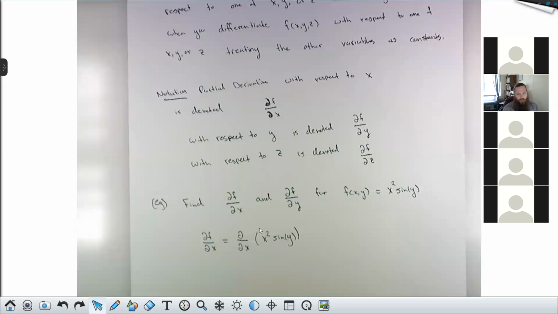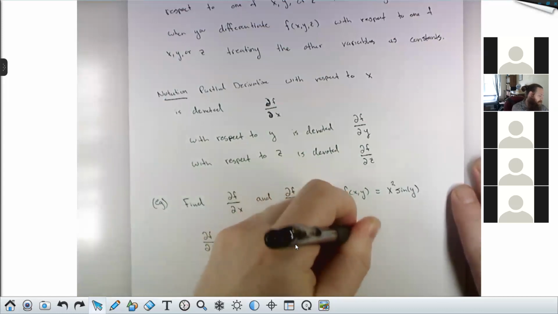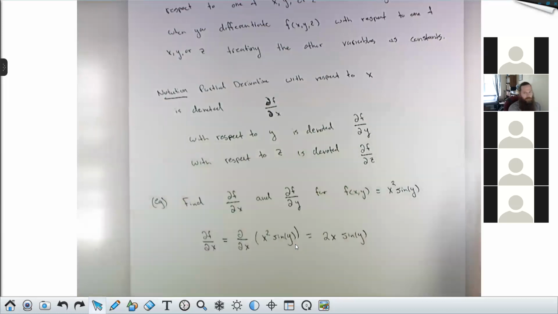So what I'm going to do is look at x squared times sine y and treat the variable y as a constant. Well, if y is a constant, then the sine of y is a constant, right? If y is like pi or pi over 6 or something, then this is just a number. It's just a number multiplying x squared. So we differentiate the x squared and the sine y would come along for the ride. So this is 2x times the sine of y. And this is just the number 2, not a curly d.